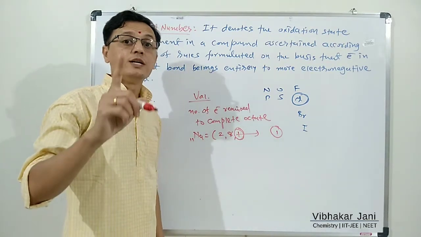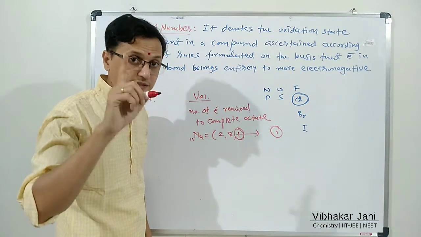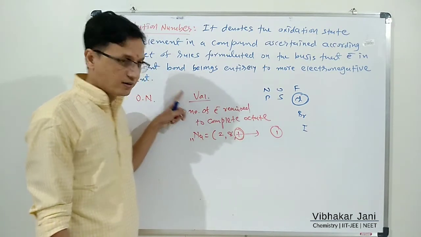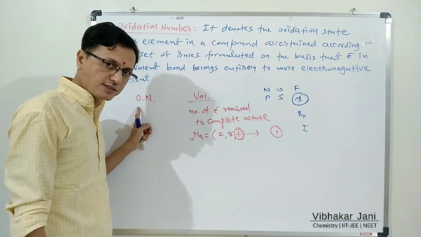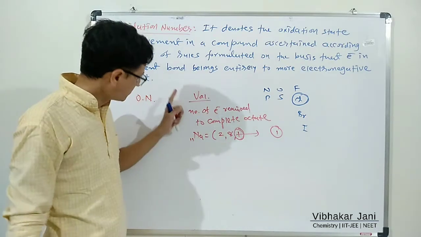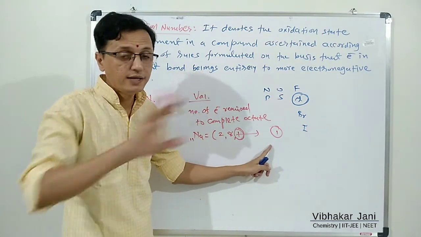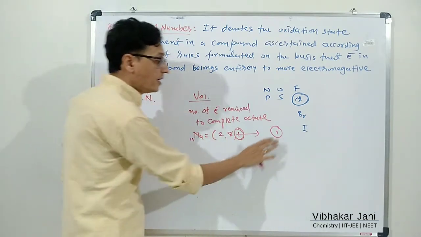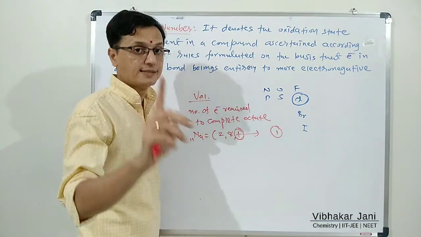Now there is no need to write plus or minus sign when you are talking about valency. As far as oxidation number is concerned, you have to write positive or negative sign. But as far as valency is concerned, there is no need to write positive or negative sign. Valency is only a number without any sign.